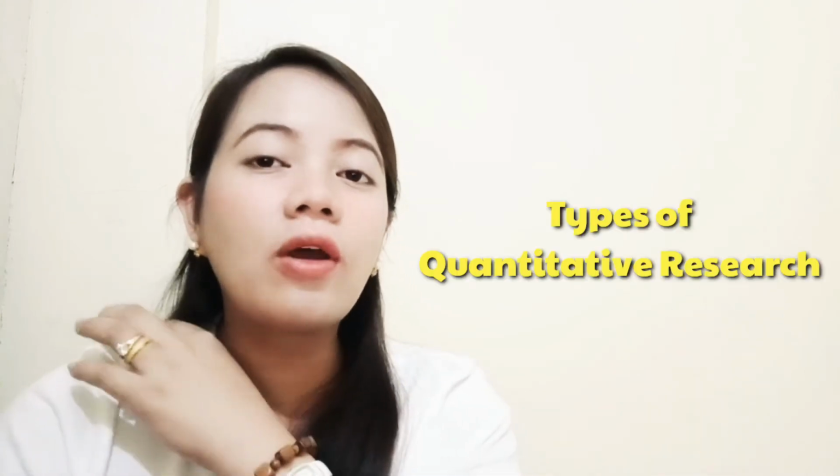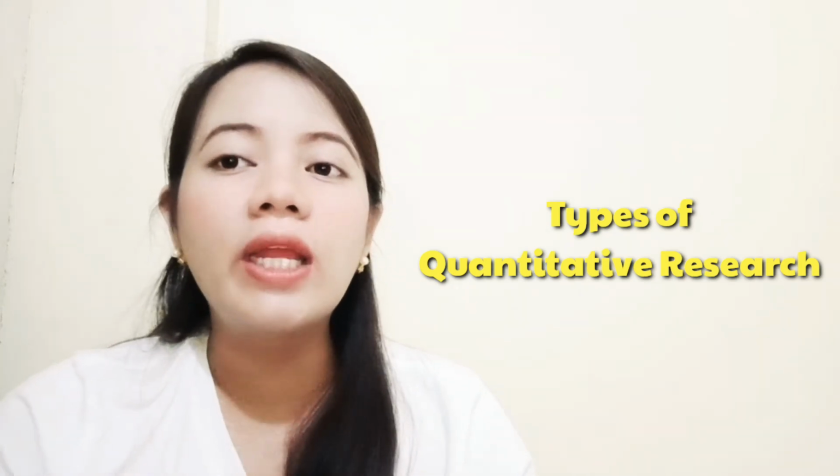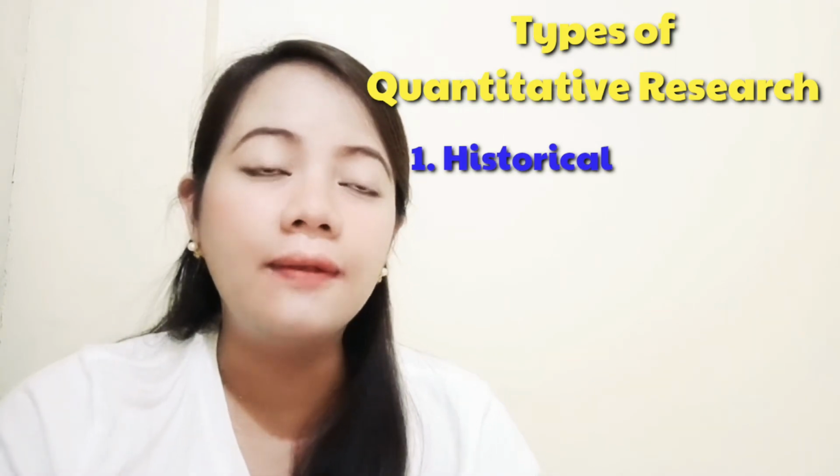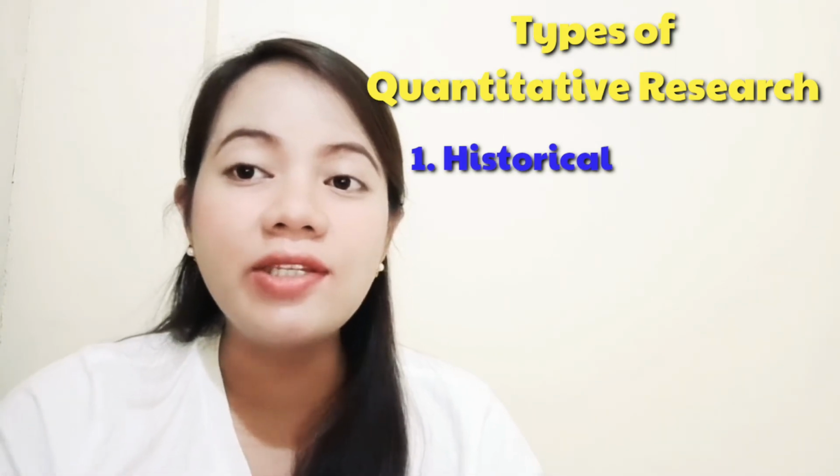So guys, for the first two lesson proper videos I uploaded, we talked about the definitions, characteristics, and the strengths and weaknesses of quantitative research. Now we will be talking about the different types of quantitative research. Let's begin with the first one, which is historical research.